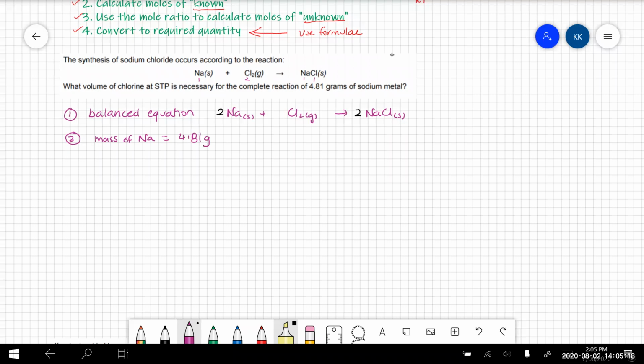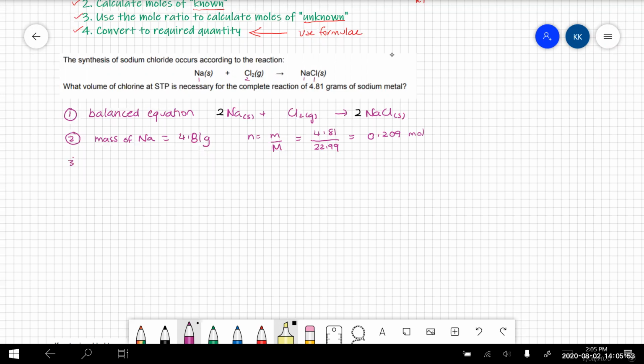And we know that if we have mass of a substance, we can use mass over molar mass to convert to moles. So in this case, my mass is 4.81 grams. Molar mass, or the relative atomic mass of sodium, is 22.99 grams per mole. And so I can find out that I have 0.209 moles. Remember, 4.81 is 3 significant figures, so I can only give my answer to 3 significant figures. Now I know my moles of the known.